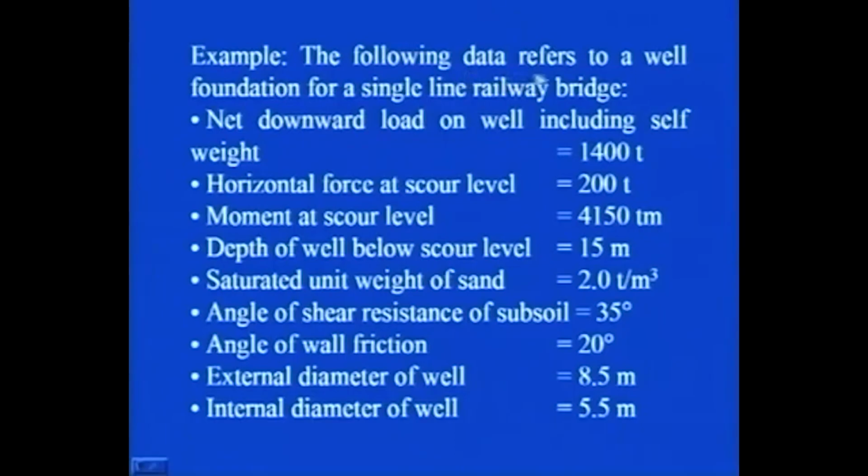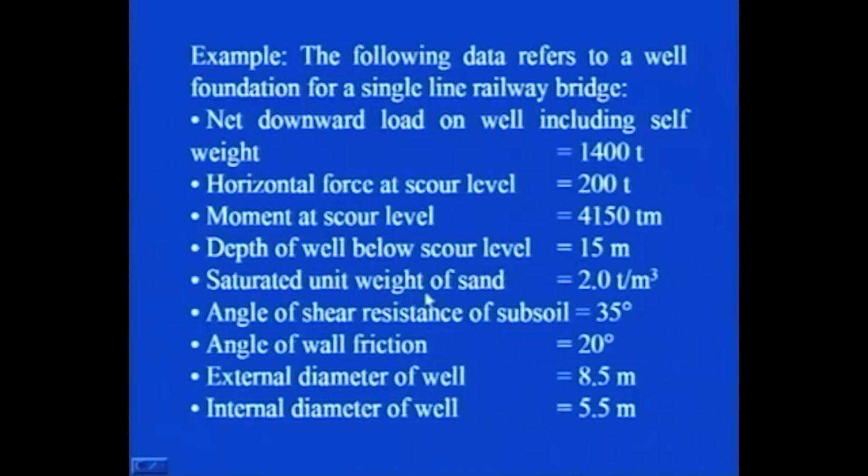The following data refers to a well foundation for a single line railway bridge. First, the net downward load on the well including self weight is 1400 tonnes. Then the horizontal force at scour level is 200 tonnes. The moment at scour level is 4150 ton meter. The depth of well below scour level is 15 meter.